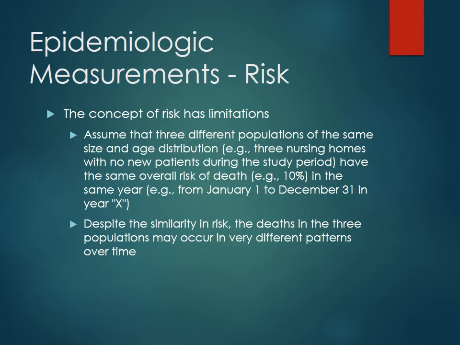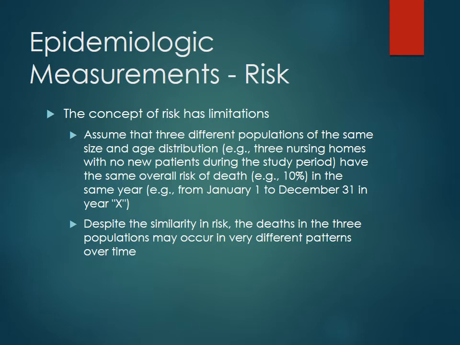All right, so we know that the concept of risk is going to have some limitations. We're going to look at an example with three different patient populations. Let's say we're looking at three different nursing homes. And again, we want to keep things depressing, so we're going to talk about death in nursing homes. They're going to have no new patients admitted. These are very popular, completely full to capacity. And we're going to assume that they have the same overall risk of death, 10% for the whole year.